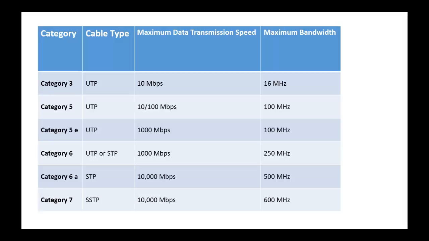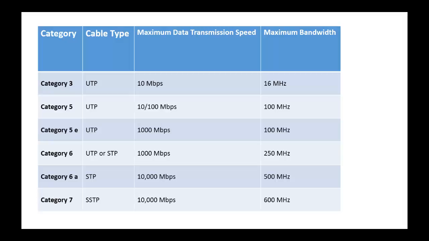After category 5 cable comes category 5E UTP cable. It's an enhanced cable, Cat5E, an improvement over ordinary Cat5 UTP cable. Cat5E cables are backward compatible with Cat5 cables. The maximum data transmission speed goes up to 1 gigabit per second, that's 1000 megabits per second. And the maximum bandwidth is 100 megahertz.